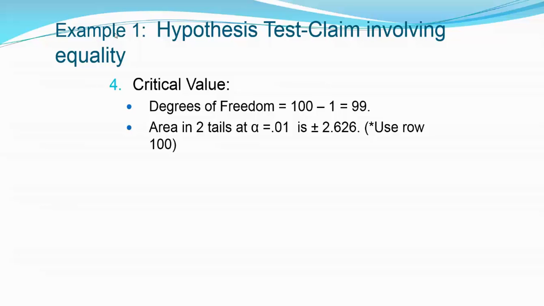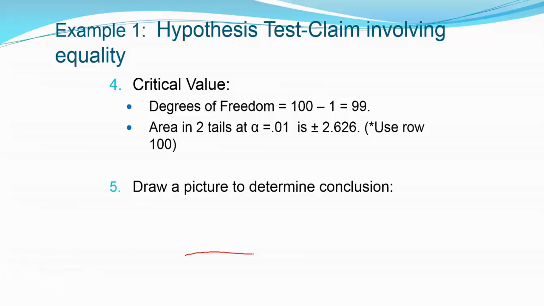So we've established that the critical value is going to be positive and negative 2.626 because this was a two-tailed test. So let's draw a picture, and the picture is going to help us determine whether we need to reject the null or fail to reject the null. And when we draw this picture, we're doing the traditional method or the critical value method for the procedure and not the p-value. Okay, so what we want to do is sketch where the critical values are going to go.